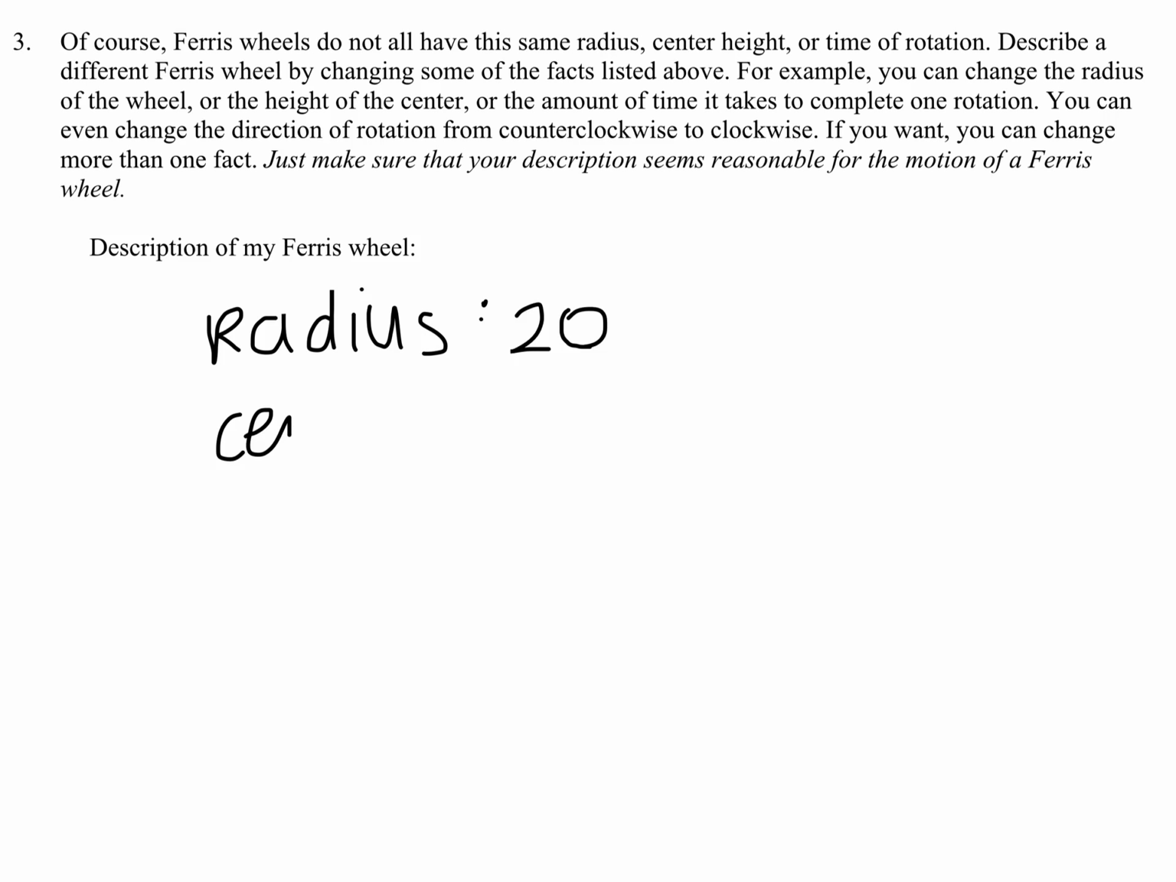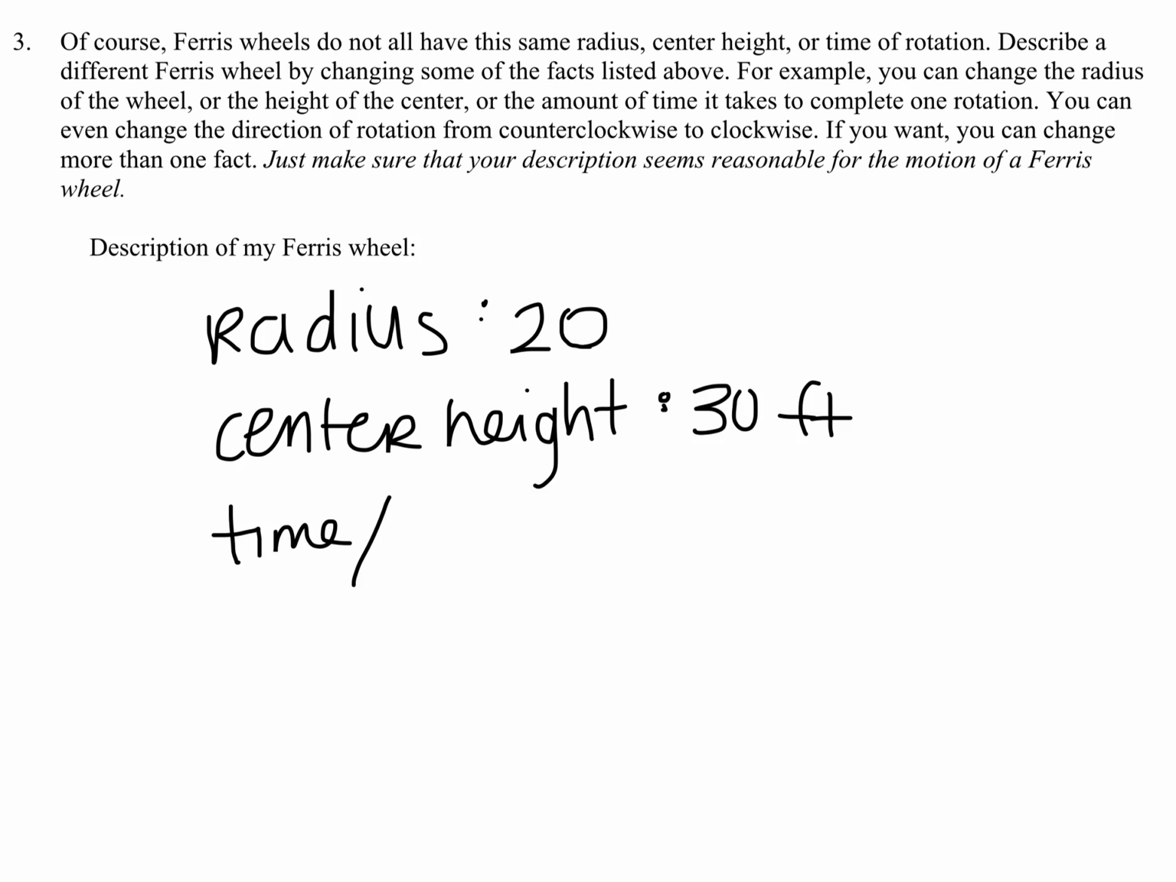My center height, I am going to say is 30 feet. The time for one rotation, maybe is 20 seconds. And then I'm going to change this up and I'm going to go clockwise.